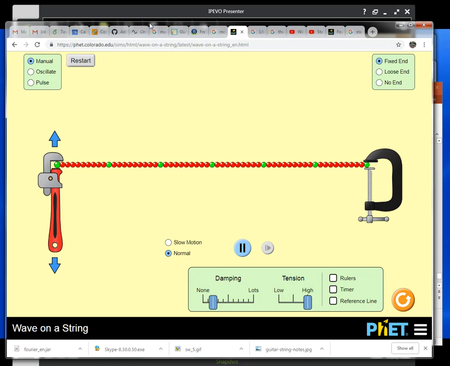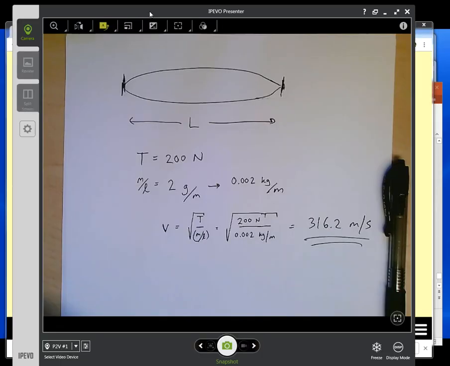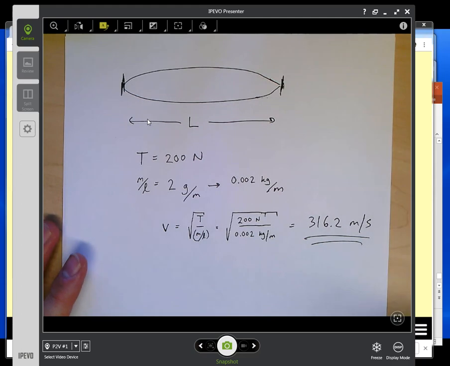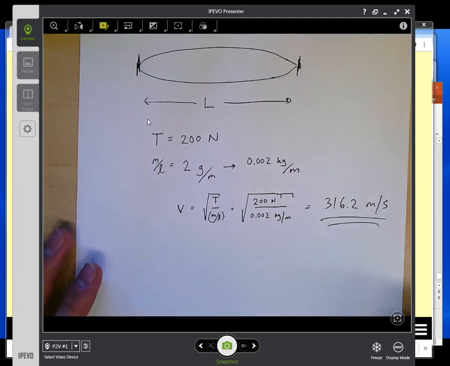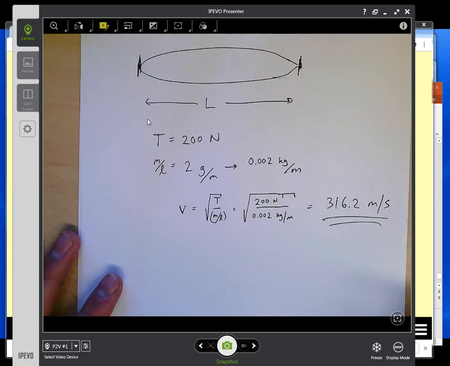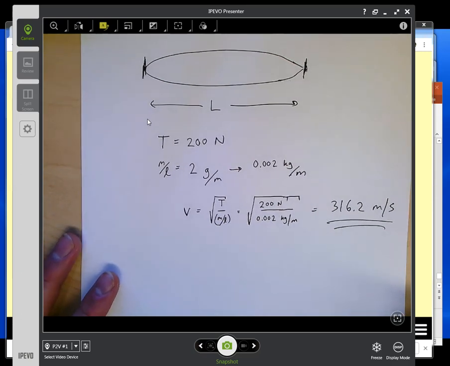But the point I wanted to make is that the speed of this transverse wave does not necessarily need to be the same as the speed of the sound wave. But what will happen is that as we create standing waves, we will see that we're creating a frequency of oscillation, and that frequency will be the same frequency as the sound wave that's produced. So let's continue on with this example here.